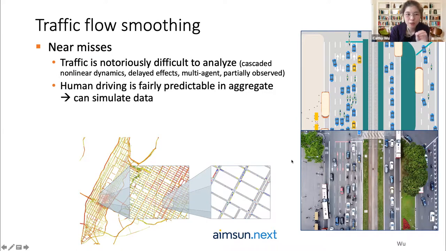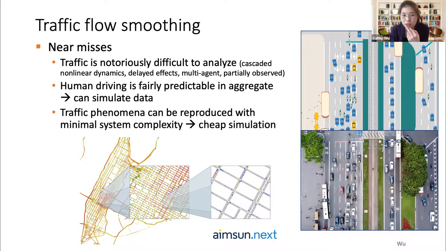human driving is fairly predictable in aggregate. So there's an ecosystem of urban simulation tools that people actually use to design cities, to plan cities. So in aggregate, human driving is predictable enough that we can rely on it to make real world decisions. So we can also make use of it to perform some research studies. Okay, and this fairly predictable aspect allows us to simulate data. And so we have enough data for the inefficient RL algorithms right now.